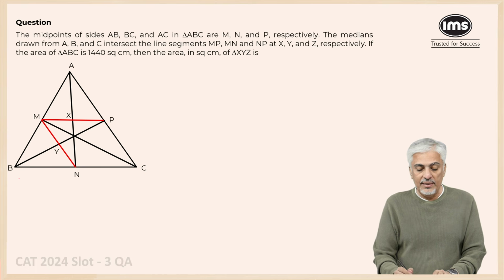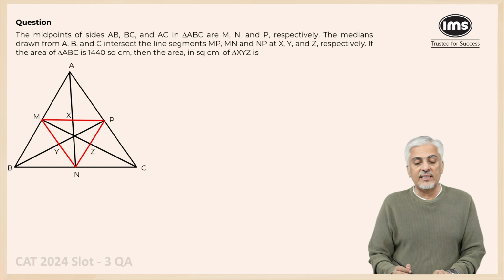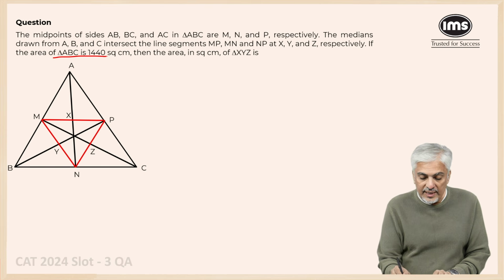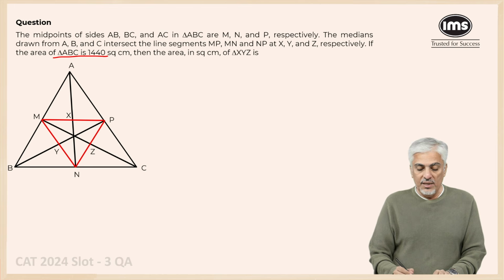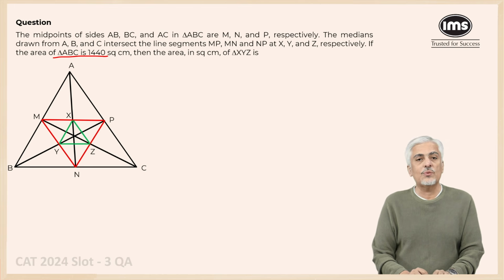When I join MN, the BP median intersects it at Y, and PN will intersect CM at Z. So we've got one smaller triangle over here. Further, what have they said? Read very carefully. Now, if the area of the full triangle ABC, they have given us area of triangle ABC is 1440, then what is the area in square centimeter of triangle XYZ? We want to find the area of the small triangle XYZ.